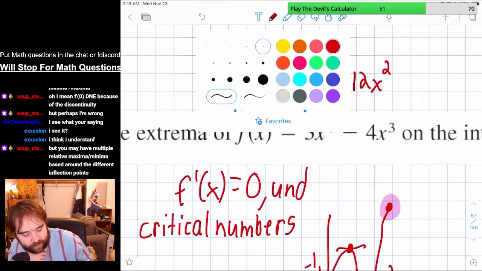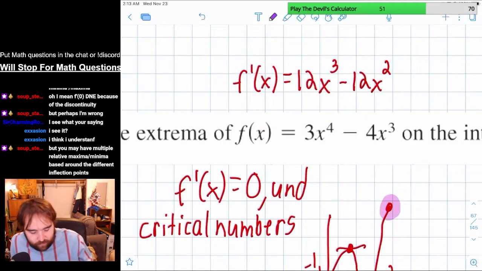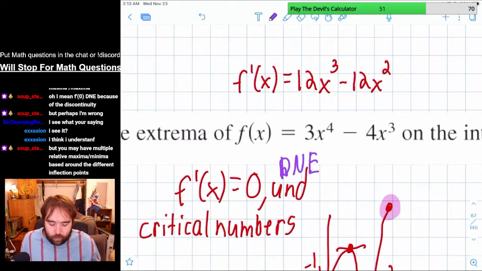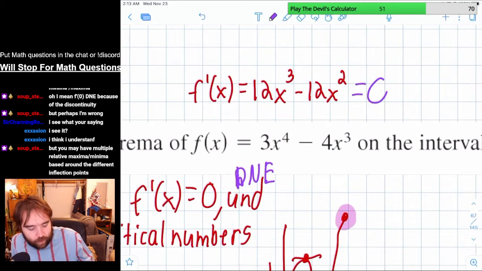First off, when is it undefined? Well, it's never undefined. Polynomials are never undefined. So you could say DNE, derivative does not exist, when it's undefined, which is fine. That'll happen plenty often. But then what do we want? We want when the derivative is equal to 0.